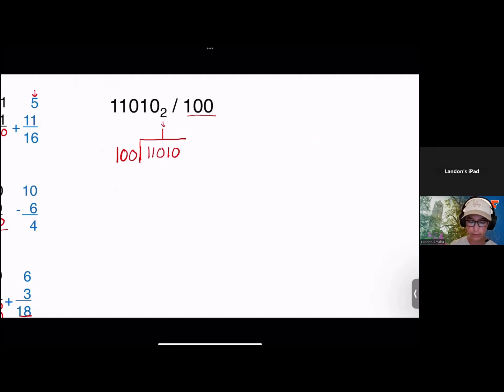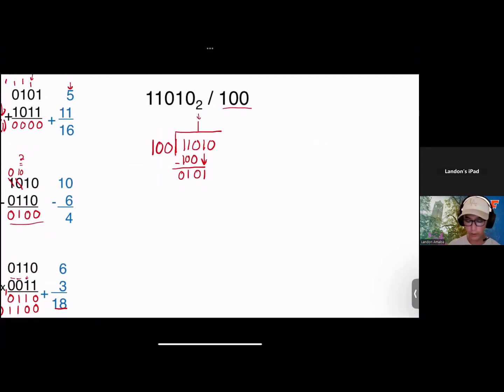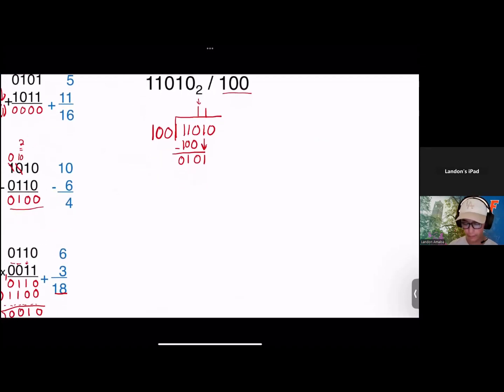1 by whatever is on the outside, so 100, and we'll subtract, leaving 0, 1, 0, and 100 can't go into 0, 1, 0, so we'll pull down this 1. 100 can go into 101 one time. It'll be 100 again. This will give us a value of 1. Of course, 100 can't go into 1, so we'll pull down this 0.